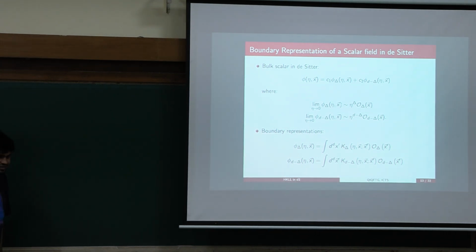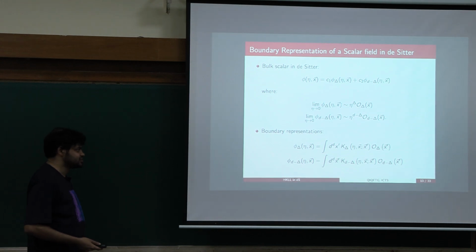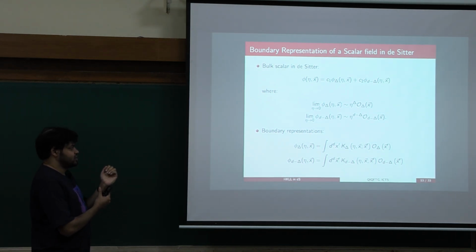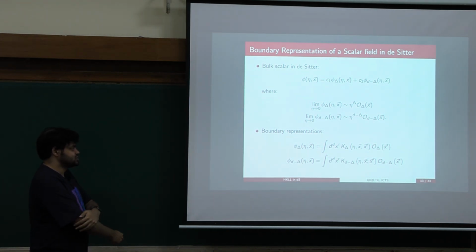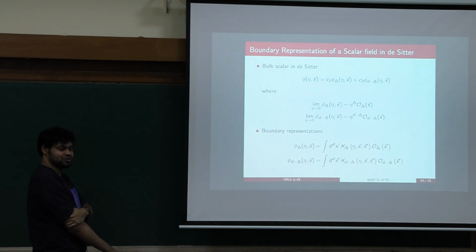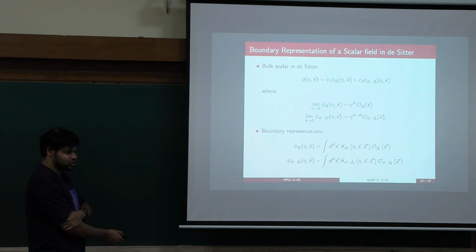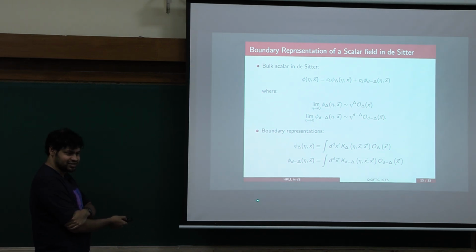Is it possible to study this in a 1 over R expansion in deSitter? I don't know, I've not thought about it. What do you want to do? Do you mean 1 over eta? About flat space: the deSitter radius, like the flat space expansion. Okay. I mean, you should be able to do it, but.